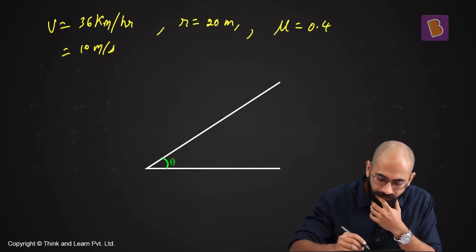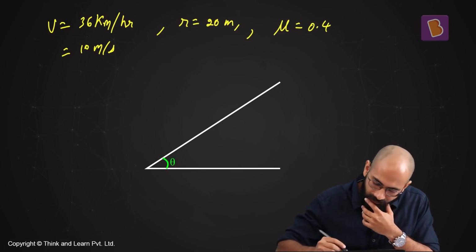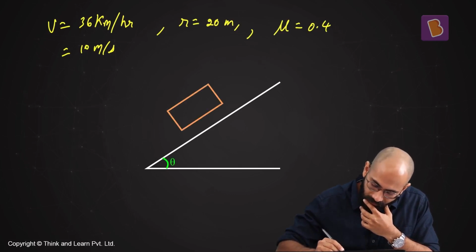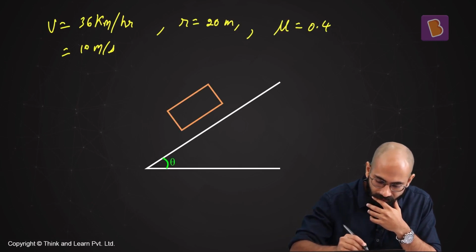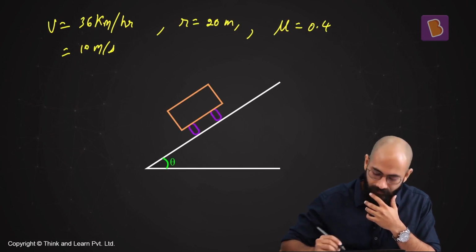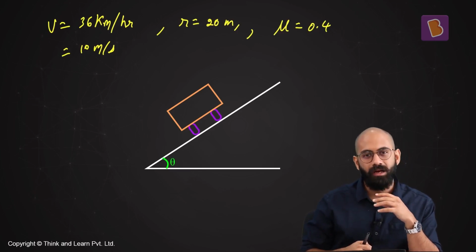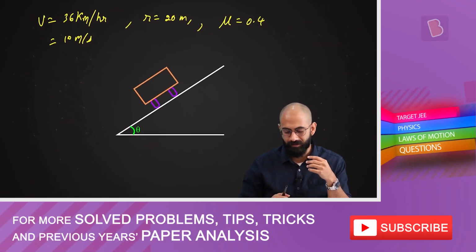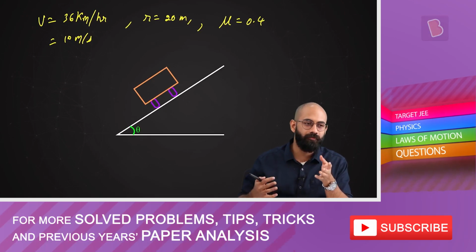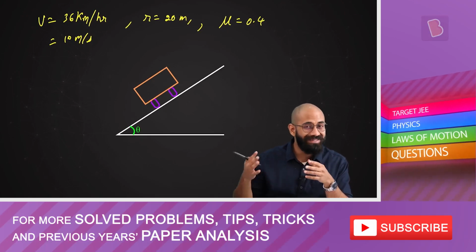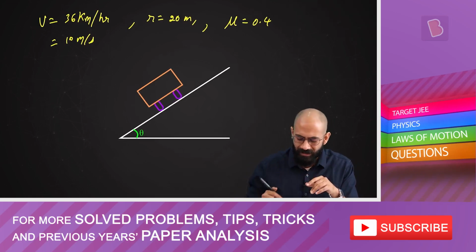right? Now, let's just draw it simply like this. Let's say this is the car. It has wheels like this. Okay. Now, what are the forces that are acting on it? Okay. And also, we'll have to figure out what will prevent slipping from happening. For that, let's just analyze the forces.